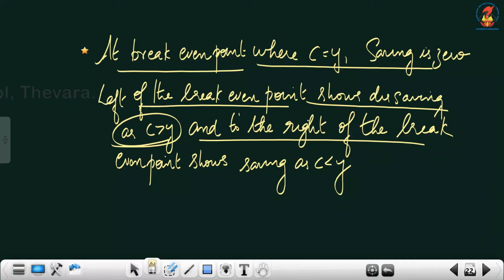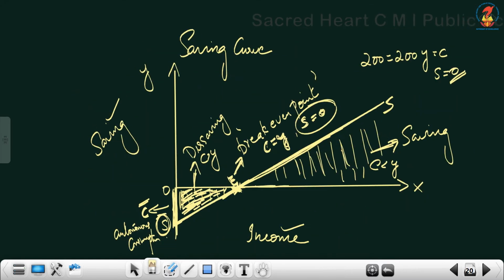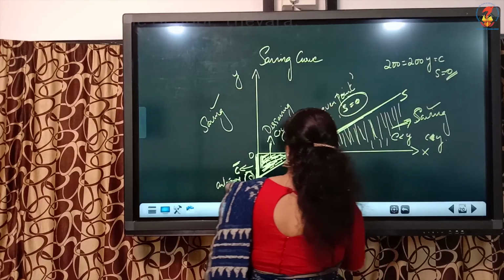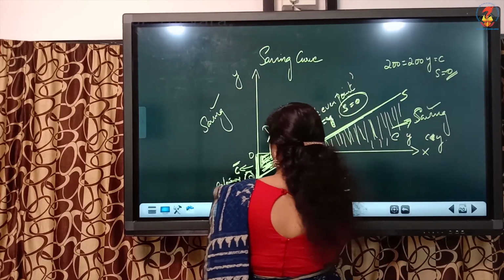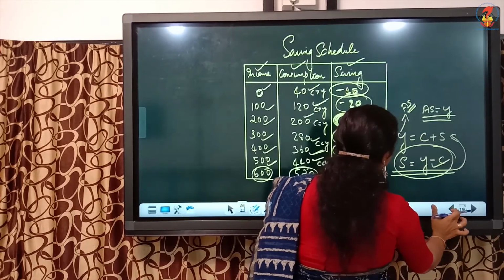And to the right of the break-even point, it shows saving as C is less than Y. We can see whether it is correct or not. This is the break-even point. To the right of the break-even point, there is saving. Why? Because C is less than Y. We will see that once again in the table.